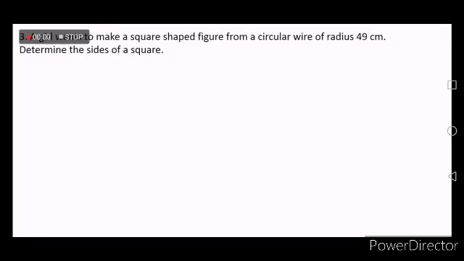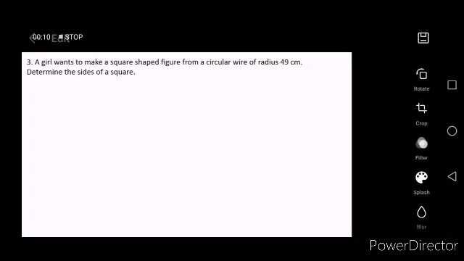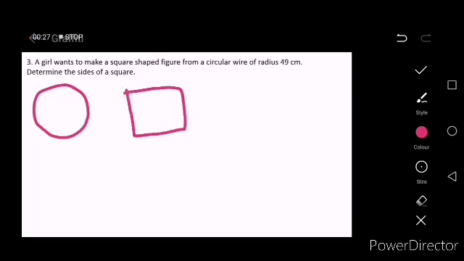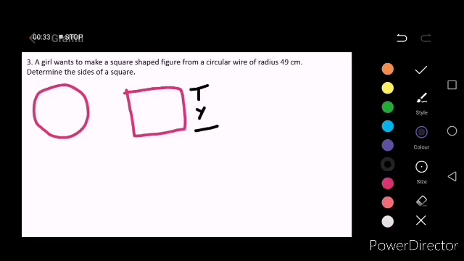That is the radius. Here in the third problem, a girl wants to make a square-shaped figure from a circular wire. So, we have a given circular wire. Let's draw a circular wire. And this girl is planning to bend this wire to form a square. Now, we need to determine the sides of the square. That seems difficult because the missing value is the side of our square. But we know that even if you change the circular wire and shape it into a square, no wire is wasted and no wire is removed.